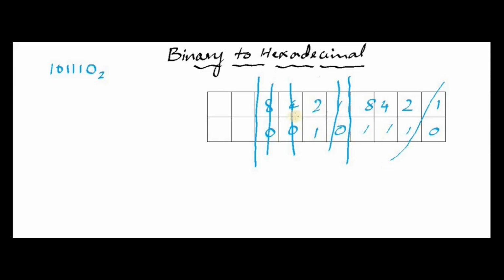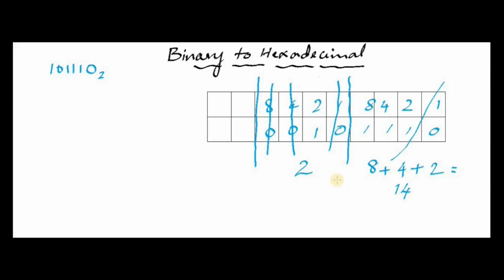Now see the numbers left on the top. For this group, 2 is there. For the other group, 8 plus 4 plus 2 is there, so you can take 8 plus 4 plus 2, right? So this will be 2, and this one is equal to 12 plus 2, which is 14, right? So here the decimal numbers are 2 and 14.